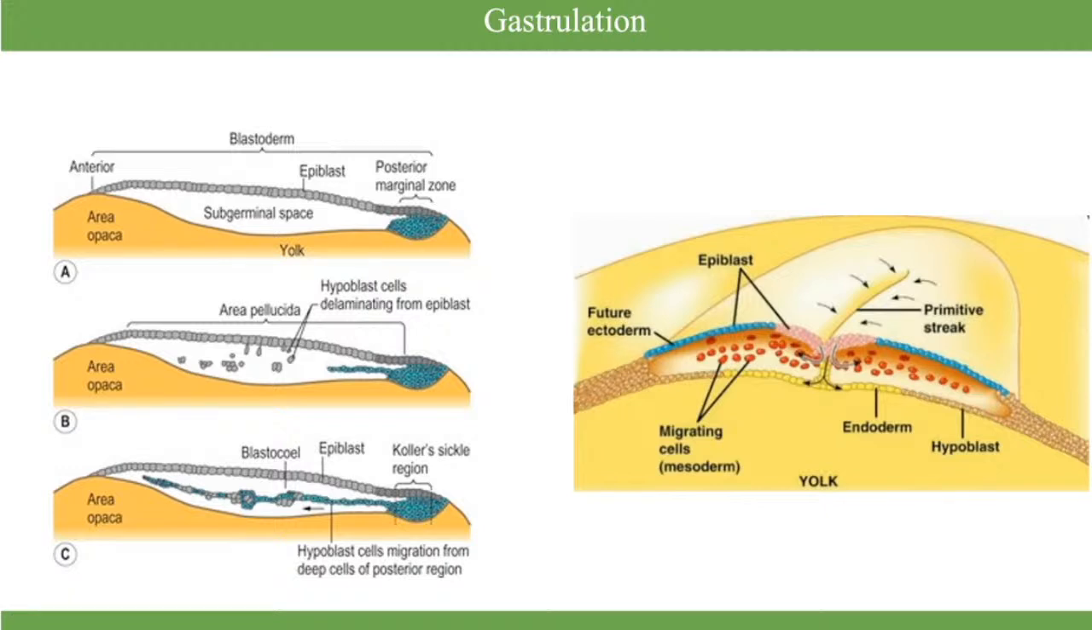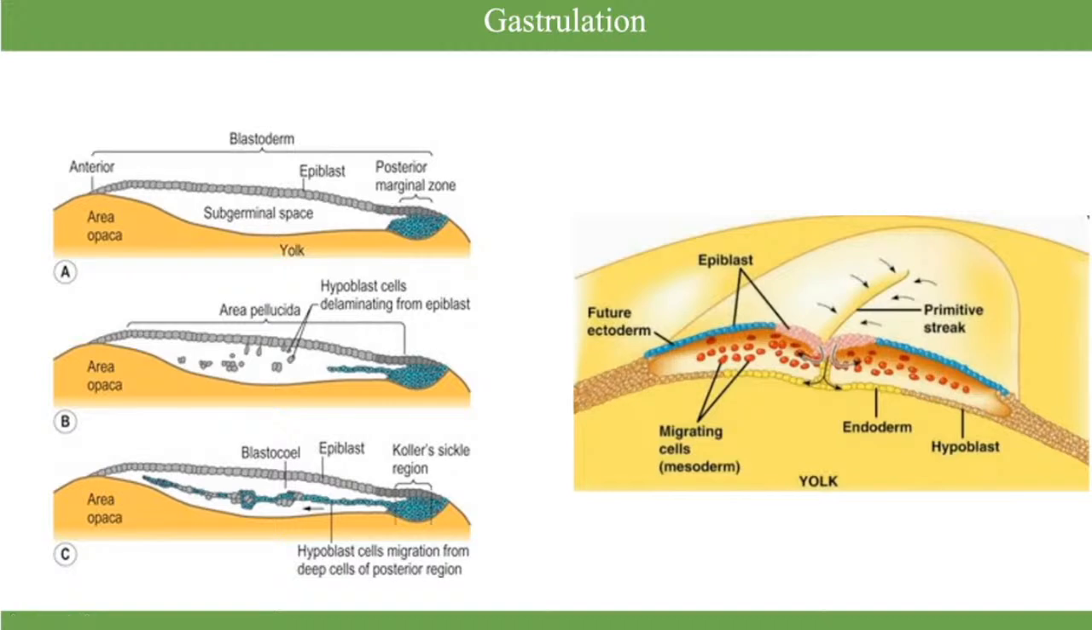Now at the time of completion of cleavage and the formation of area opaca and area pellucida, the blastoderm of the chick actually contains 20,000 cells. Most of the cells of area pellucida remain at the surface of the epiblast. You see this? This is most of the cells of area pellucida that is remaining at the surface and they form the epiblast.